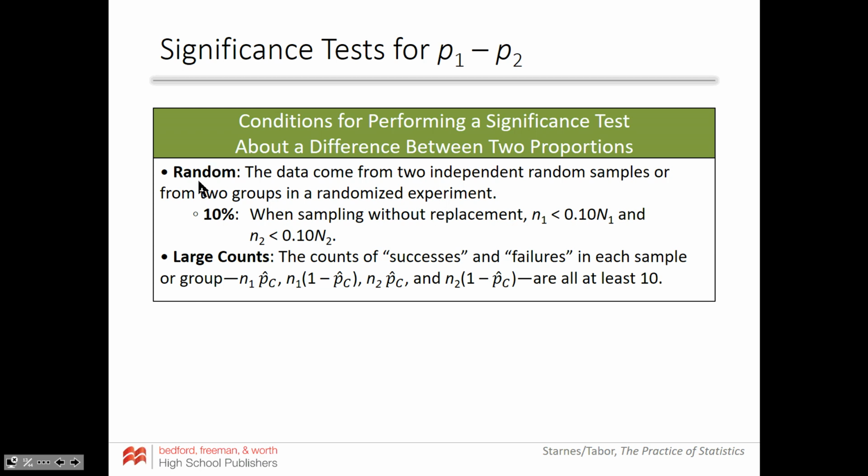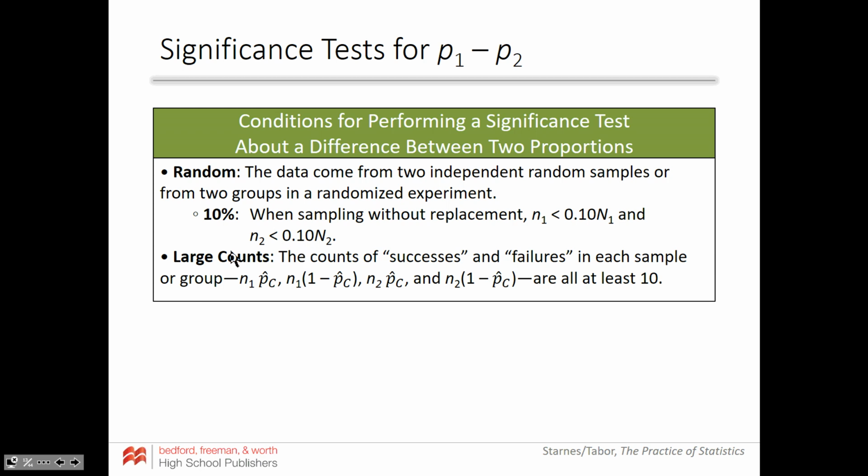So that's our random condition. Now, if the two groups came from a randomized experiment, we don't have to check the 10% condition. But if they did come from two independent random samples, kind of like the one we just looked at with the missing breakfast, we do have to check the 10% condition and make sure that the sample size is less than 10% of the population size for both school 1 and school 2, or whatever the case may be.